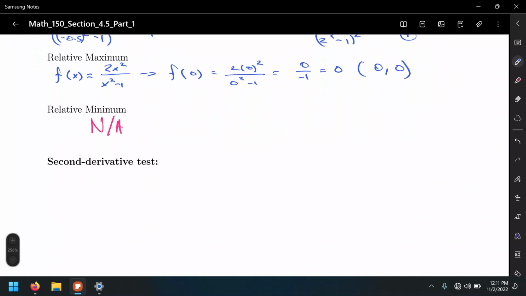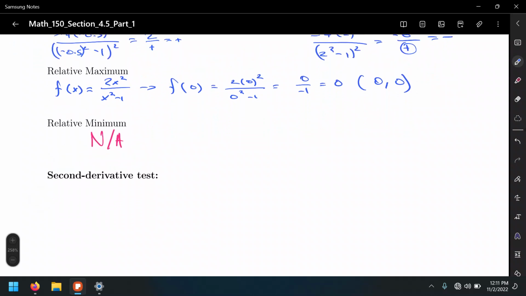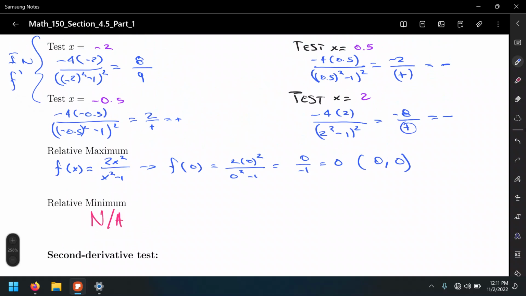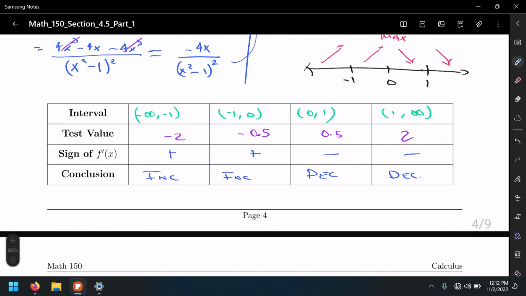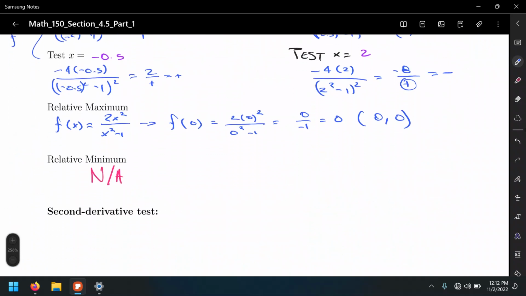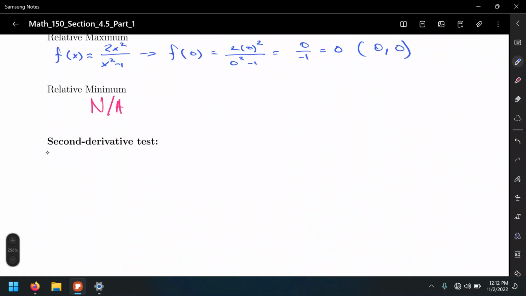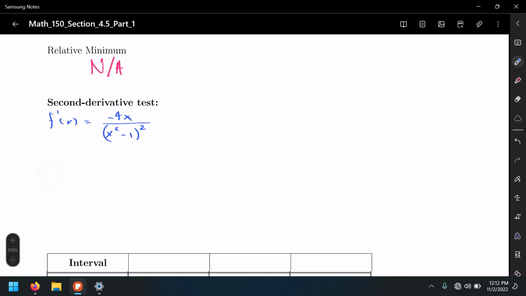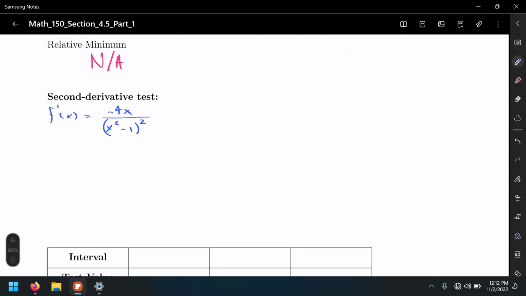Alright. Second derivative test. So we need to take the second derivative. So what did we get for the first derivative in the first place? Okay, let me write it down again. Negative 4x over x squared minus 1 squared. So first of all, f prime is negative 4x over the quantity x squared minus 1 squared. Alright, so we need to use the quotient rule. So let's differentiate using the quotient rule.